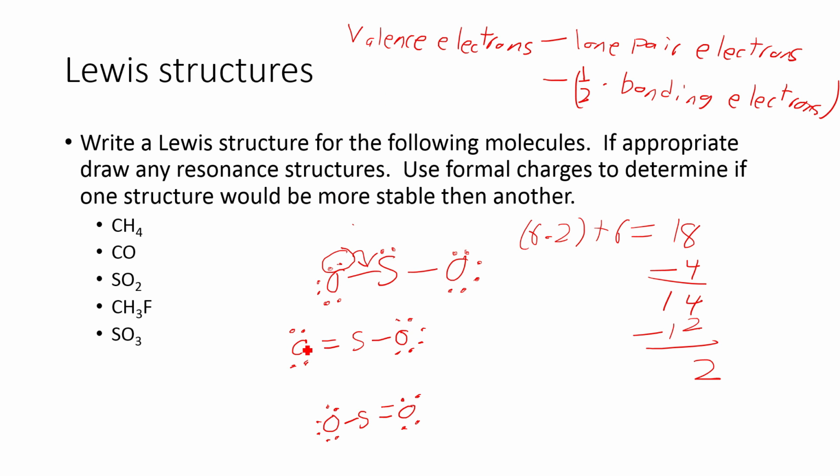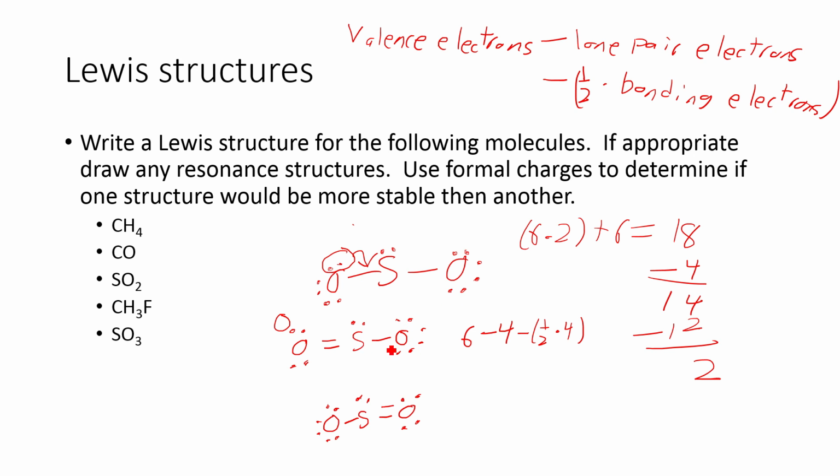So oxygen has 6 valence electrons. It's got 4 lone pair electrons drawn. This is the left oxygen. And it has 4 bonding electrons, 1/2 of 4. So we get a formal charge of 0, which we draw up here. Oh, and I forgot to draw this lone pair. Don't forget those. It's important that electrons do not disappear while we're doing this. Okay, so from there, we've got that.